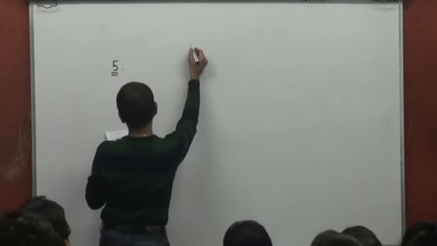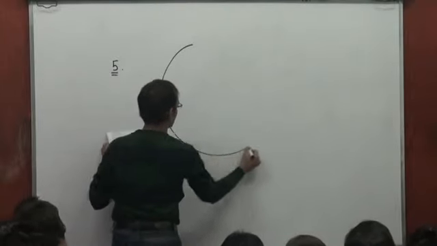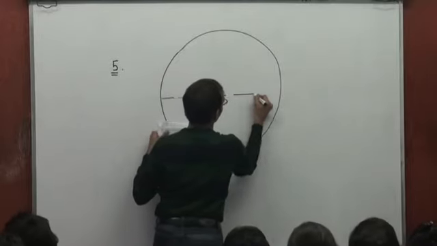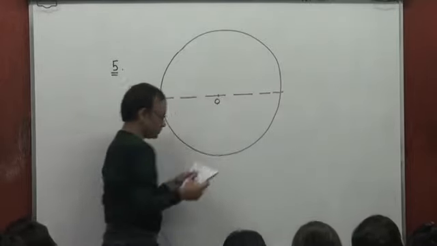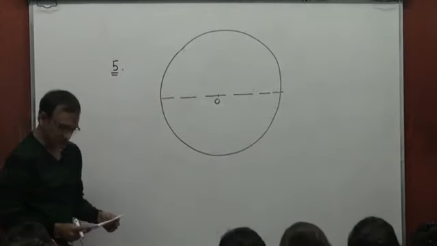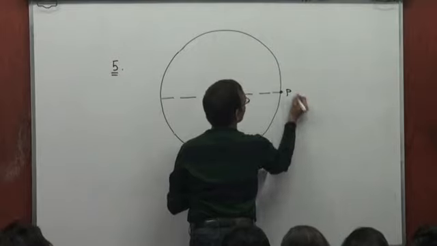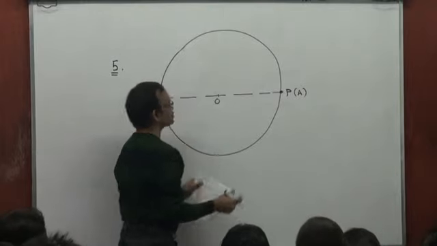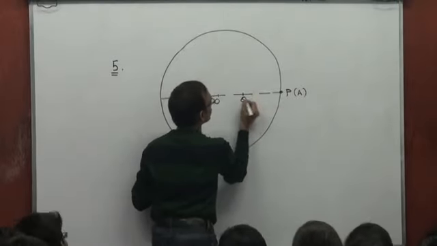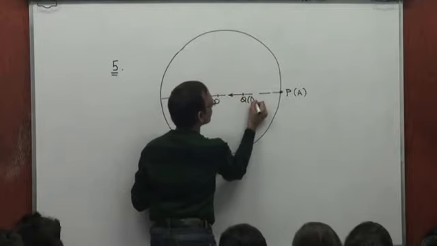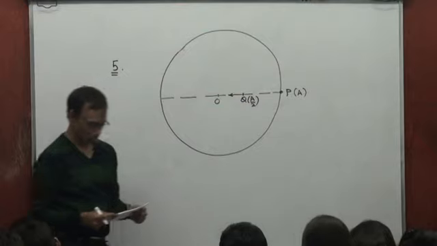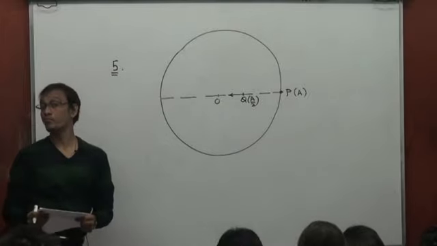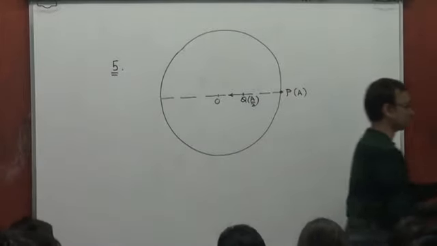Two bodies execute SHM with amplitude A and time period T. When one is at the right extreme, the other is at A by 2 moving leftwards. Find the shortest time in which both the blocks will be at the same point on scale.